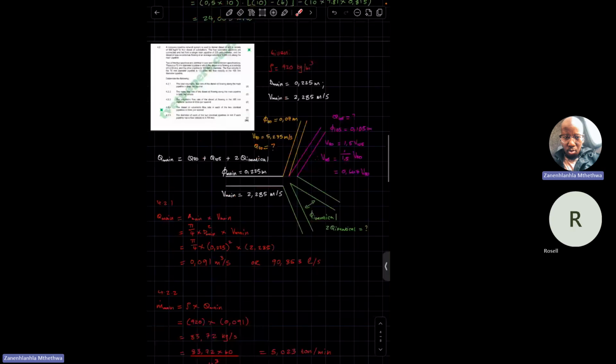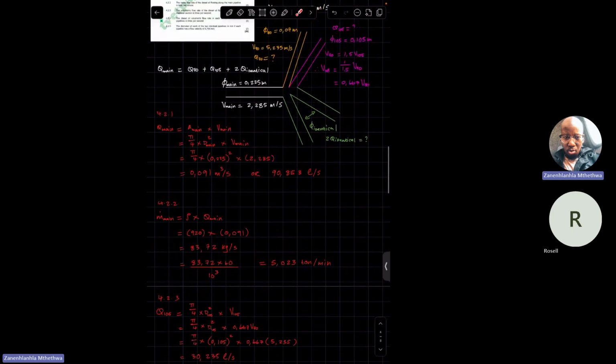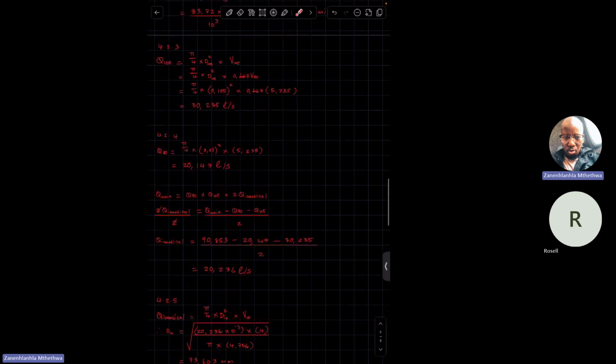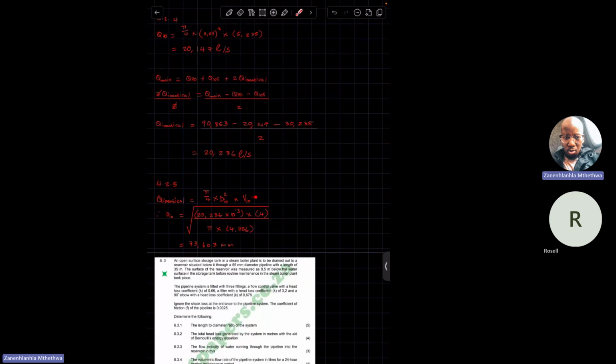Right. So last question, 4.2.5. Calculate the diameter of each of the two identical pipelines in millimeters if each pipeline has a flow velocity of 4.756. This one is pretty straightforward as well. Remember, at this point, we've calculated the Q in each pipe. Now they want us to calculate the diameter of the two identical pipes, given that the flow velocity in each of the two pipes is 4.756. So there, you simply use the standard formula for calculating Q.